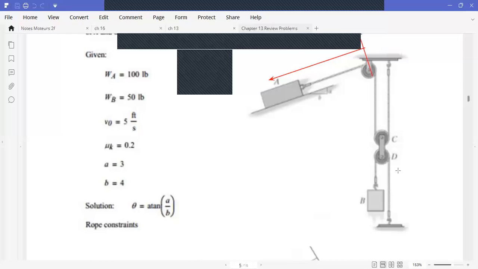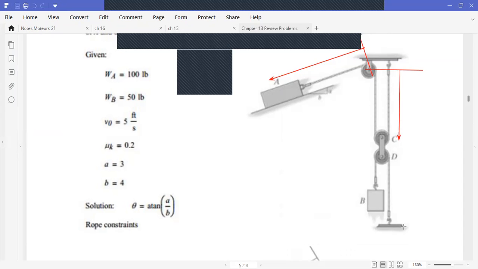Now, what is the other coordinate I need? For C, I can take SC, and I will also take a horizontal line from here as my reference. This is SC. Do I need a coordinate for D? No, it can be the same as for C.